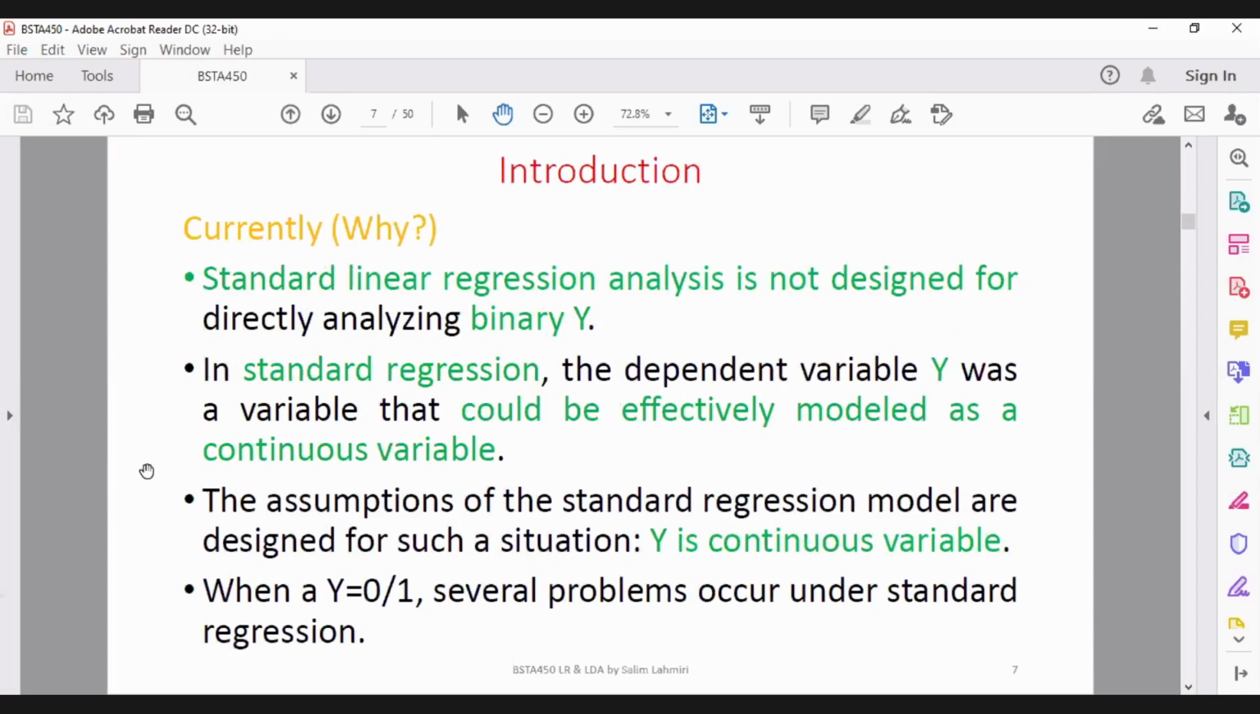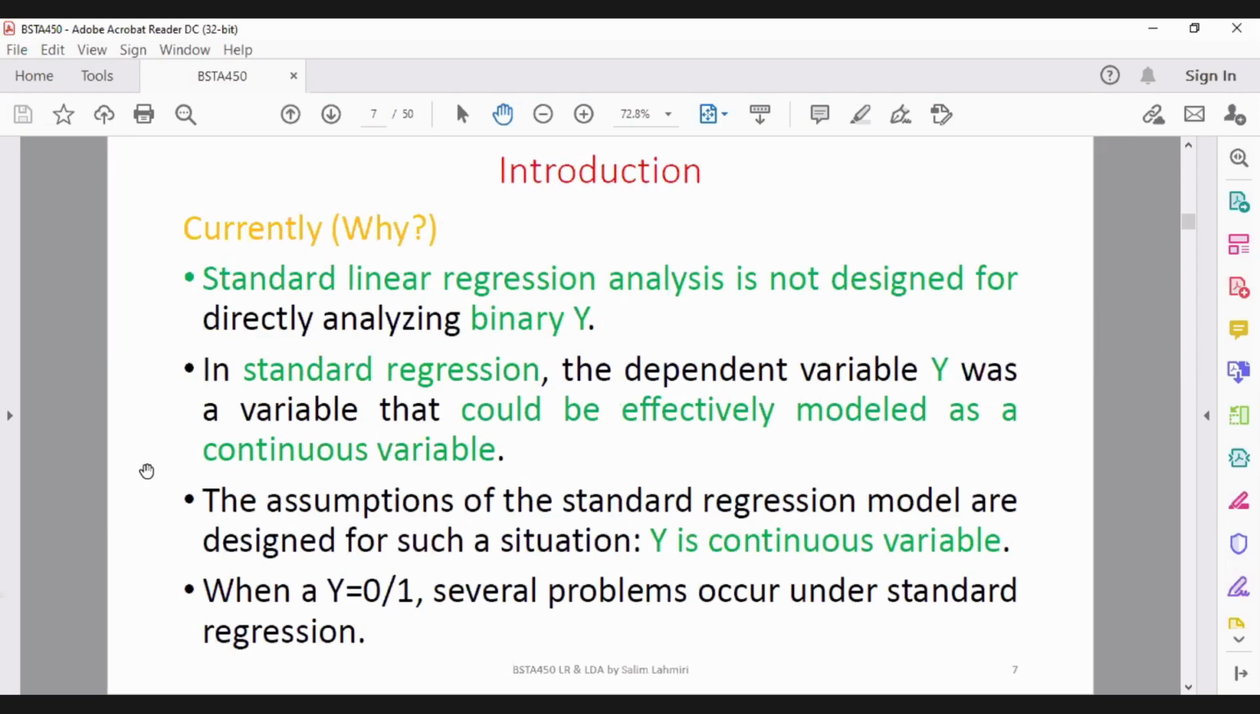So standard linear regression analysis is not appropriate to analyze a binary y. When your dependent variable y is not continuous, when it is binary or categorical, please do not use standard multiple linear regression, because it is not appropriate to analyze the variable y, since y takes only two values, 1 or 0, meaning that y belongs to group 1 or belongs to group 0.